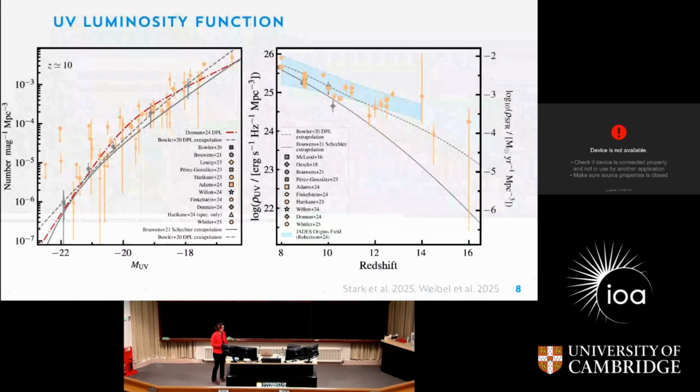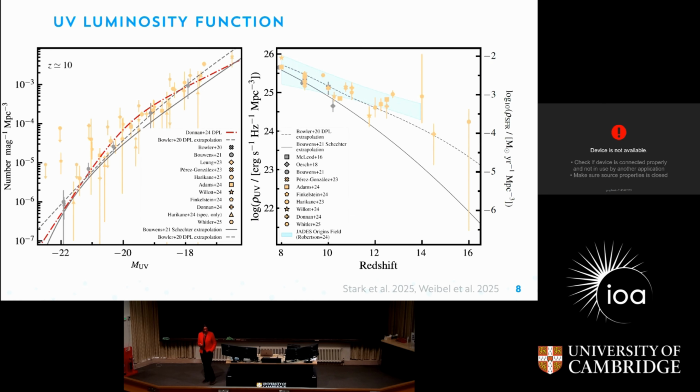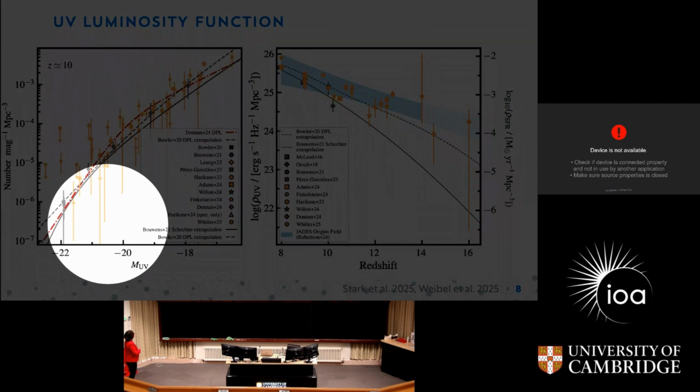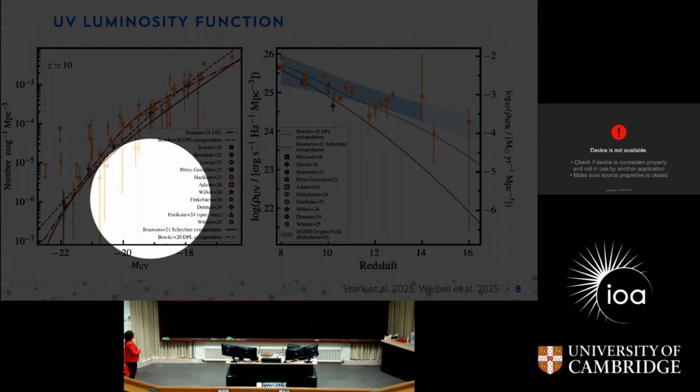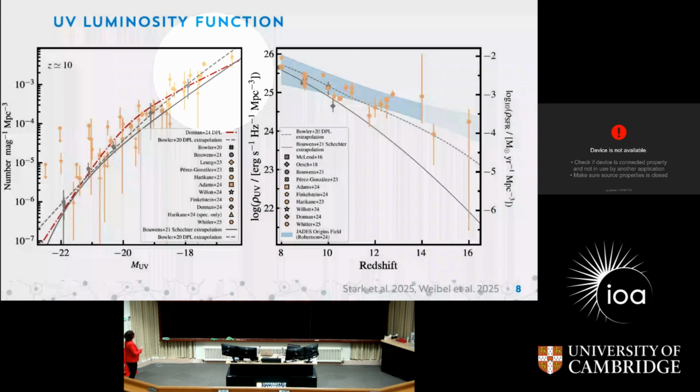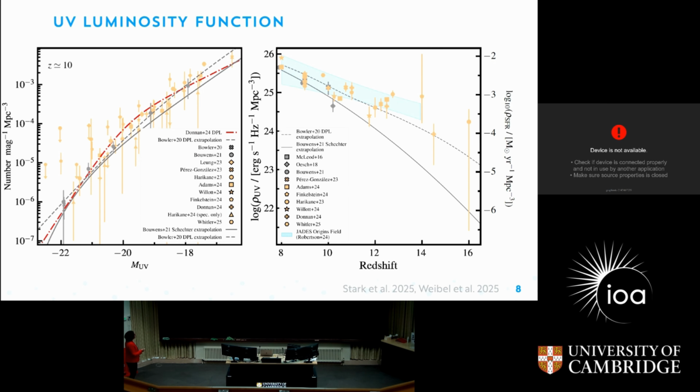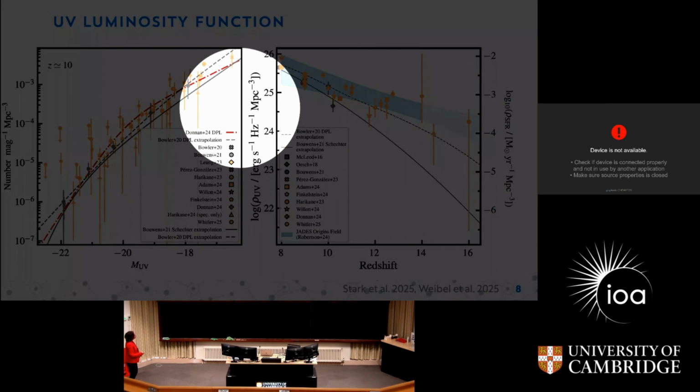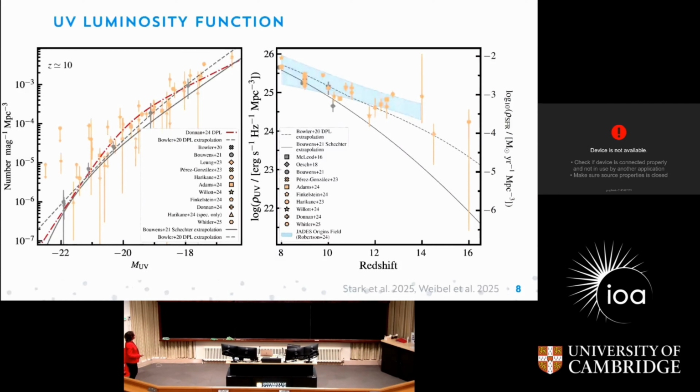So to UV luminosity function, so this is a UV luminosity function at a redshift of 10. What I'm plotting here is the number density as a function of absolute magnitude. And what you can see here is the luminosity function, but what is maybe even more exciting is the luminosity density, which is plotted here on the right as a function of redshift.